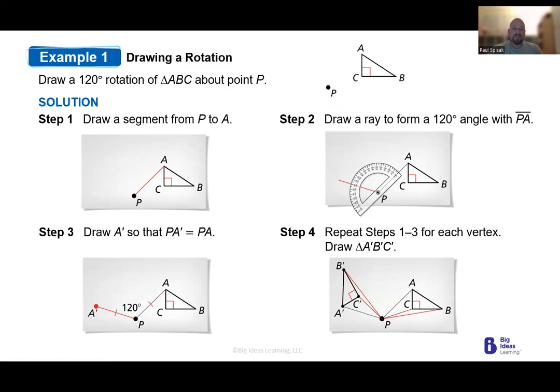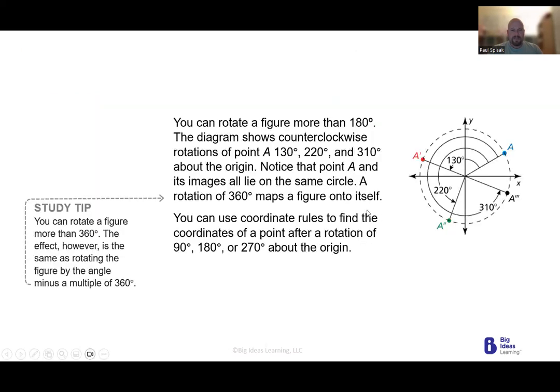If I ask you a problem like this on the homework, again, if you're doing it on Big Ideas, use the tools that they give you. If you're trying to do this on your own paper, I just want you to sketch it. I don't want you to actually use a protractor and all that. So again, it's going to be a little difficult, but please try. All right, on the next one.